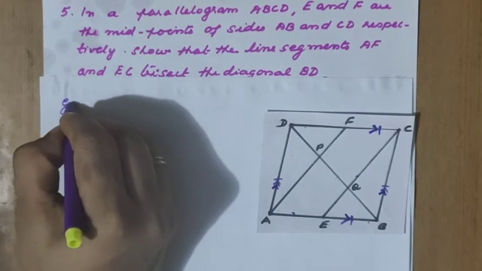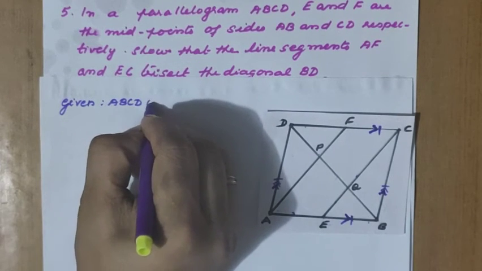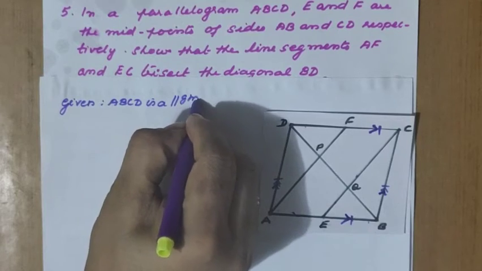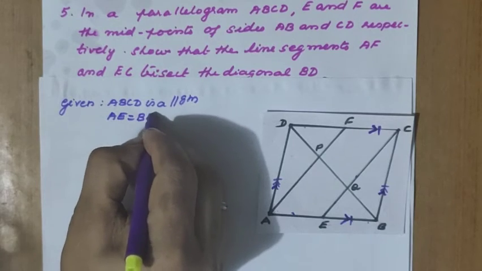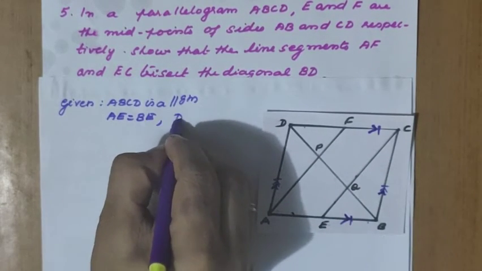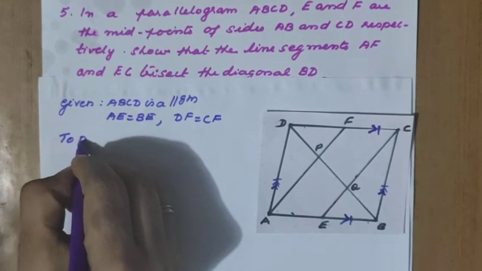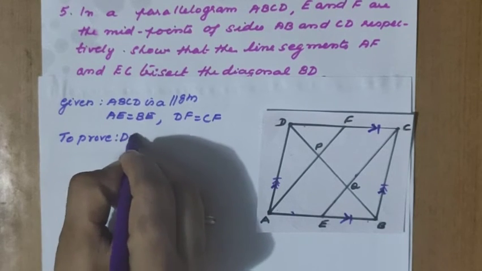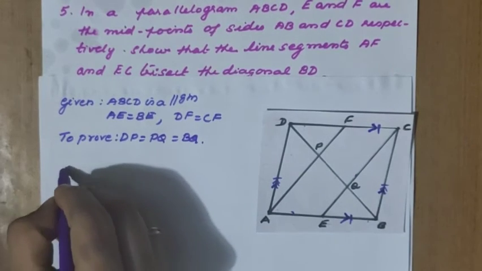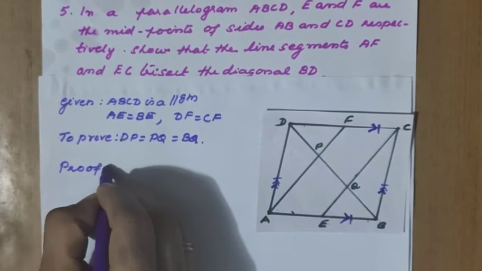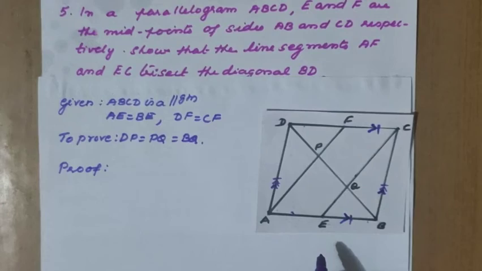Okay, so what is given in the question? We will write first. That is ABCD is a parallelogram. AE is the midpoint means AE equals BE. What about F? DF equals CF. To show, that means to prove, DP equals PQ equals BQ. So let us see the proof now. Already the lines are joined in the diagram. Diagram is given, so we can go for the proof now.